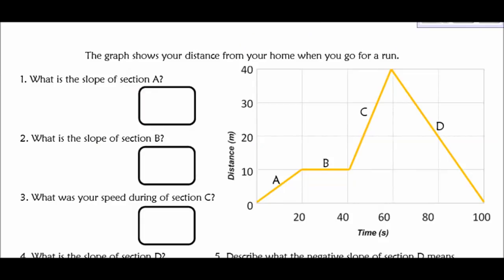Alright, this next graph is not as constant. You can see that there's parts that are going uphill, parts that are going straight across, parts that are going down. The graph is showing your distance from home when you go for a run.